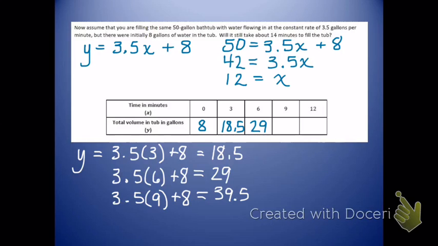For x equals 9 minutes, I'm going to get 39.5. 3.5 times 9, and then plus the 8. And then for 12 minutes, which is what we found here, if x is 12, then 3.5 times 12 is 42, plus 8 is 50. So there's our 50 gallons at 12 minutes.